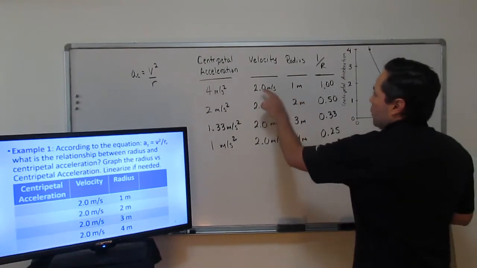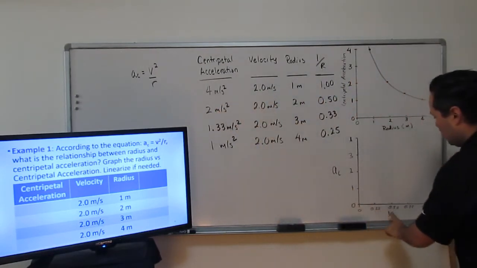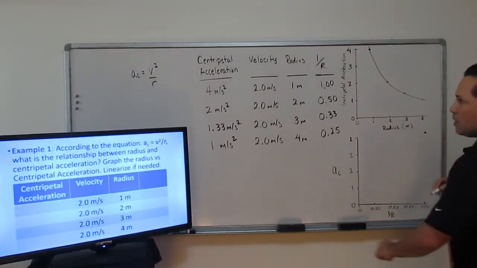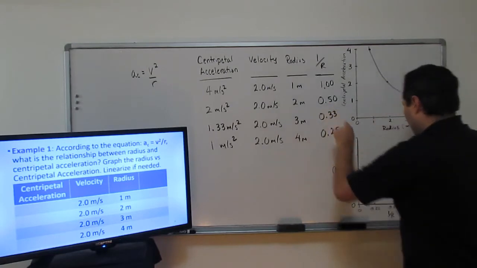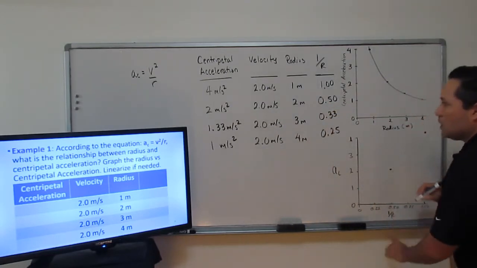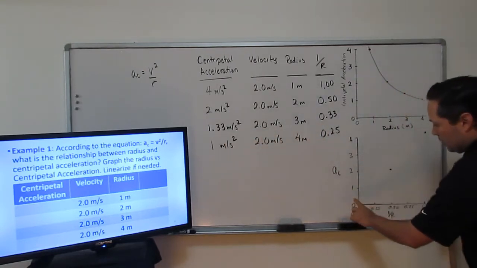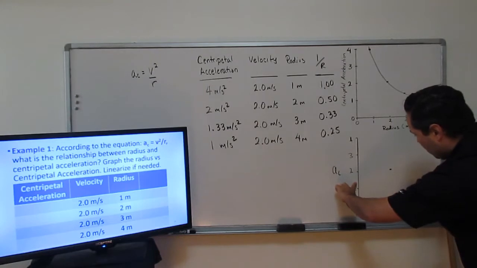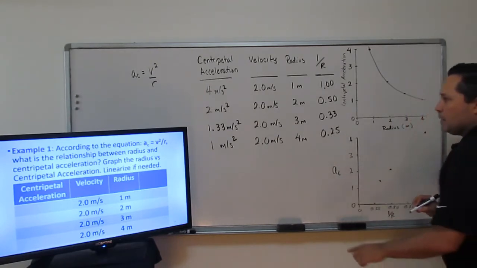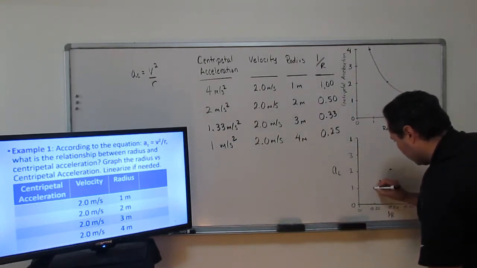So let's see the first one. At 1 we have a 4.0, so here we go. Here's 1 and 4.0, so it'll be right here. At 0.5 we'll have 2, so 0.5 is right here. We're going to go to 2. At 0.33 we have 1.33, so 0.33 is over here, and 1.33 will be somewhere around here. And then the last one at 0.25 we'll have 1, so 0.25 and 1 is right there.